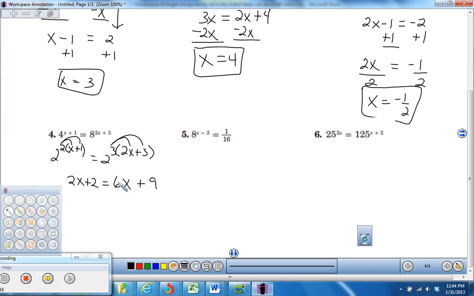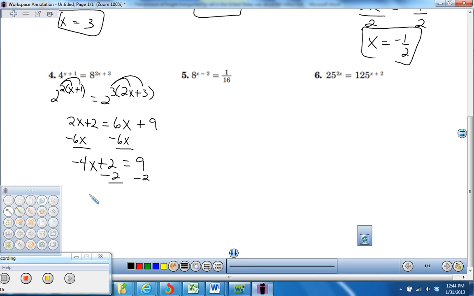Okay, now we combine like terms. I'm going to go ahead and just move the 6x over. Okay, they have different signs, so I subtract. Take the sign of the larger absolute value. So I end up with negative 4x plus 2 is equal to 9. Subtract 2 from both sides. And so we end up with negative 4x is equal to 7. Divide both sides by negative 4. And we get x is equal to negative 7/4.